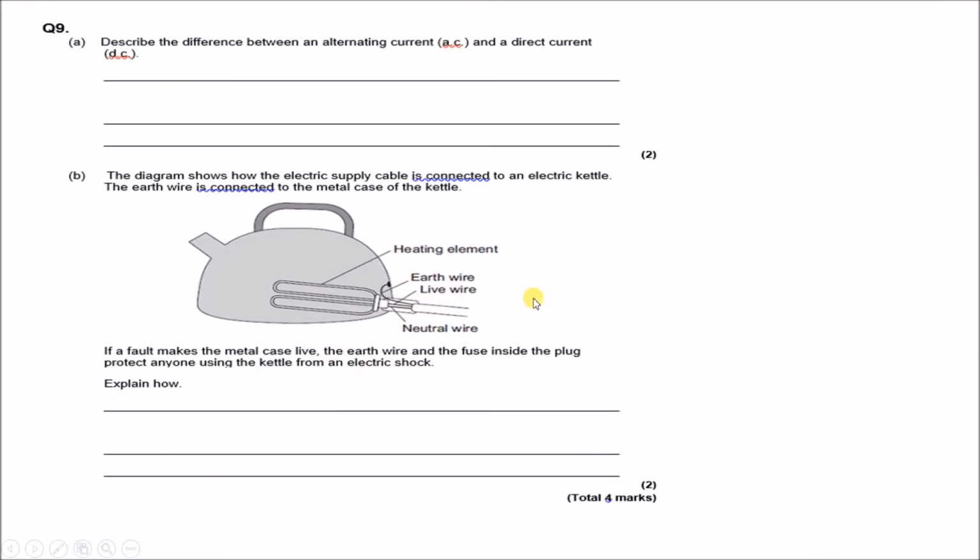Right, the last question. So describe the difference between AC and DC. So I said before, AC is constantly changing direction. And DC is one direction. But you must say that the current constantly changes direction and that the current moves in one direction. It's asking about the current, so make sure you use that in the description.